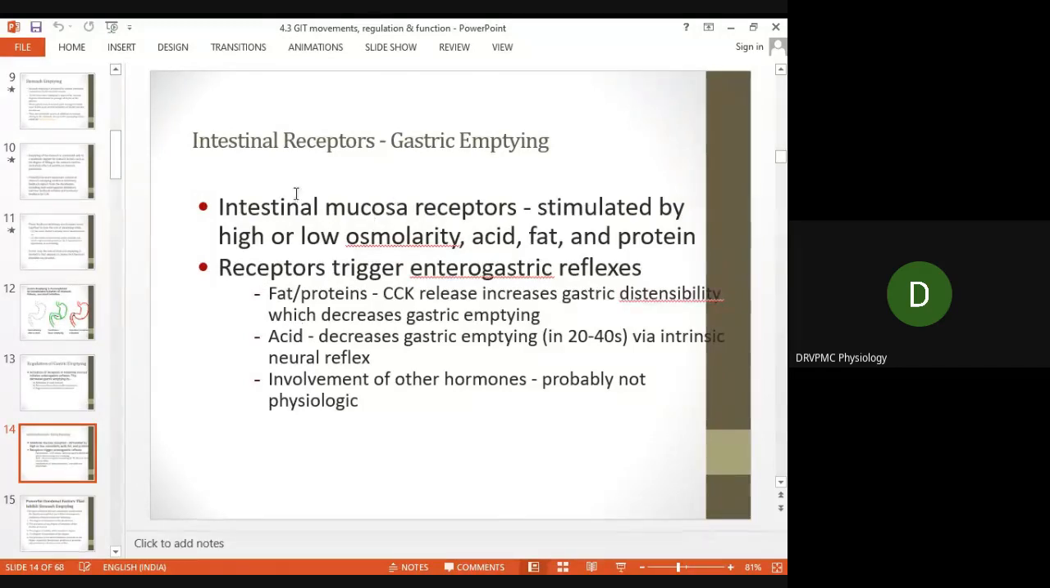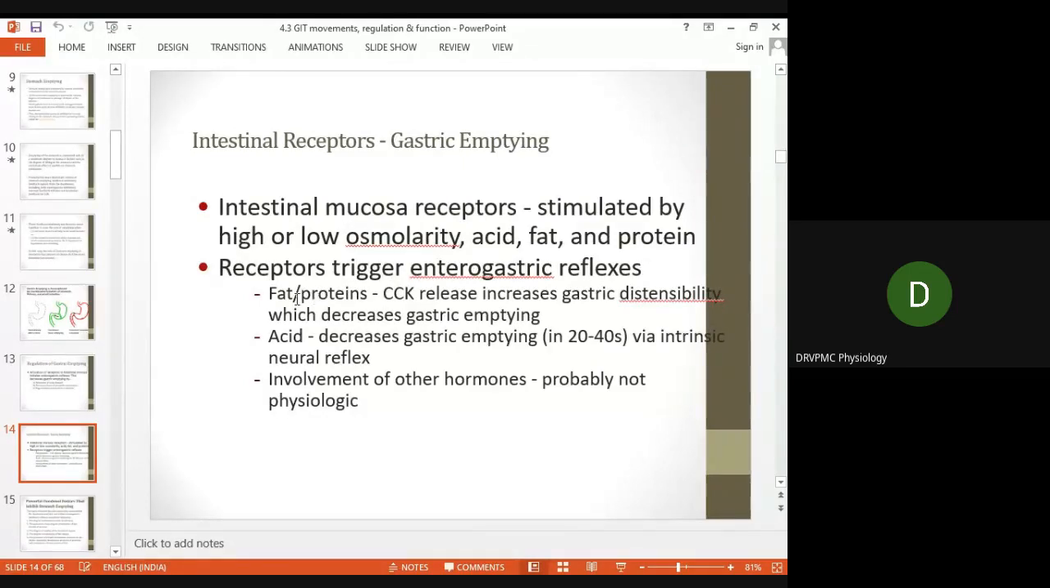Intestinal mucosal receptors. Intestinal receptors and gastric emptying. What is the role of intestinal receptors? Intestinal mucosa receptors are stimulated by high or low osmolarity, acid, fat, and protein. When there is high or low osmolarity in the intestinal lumen, or presence of acid, fat, or protein particles, the receptors get stimulated, and these receptors trigger the enterogastric reflexes.